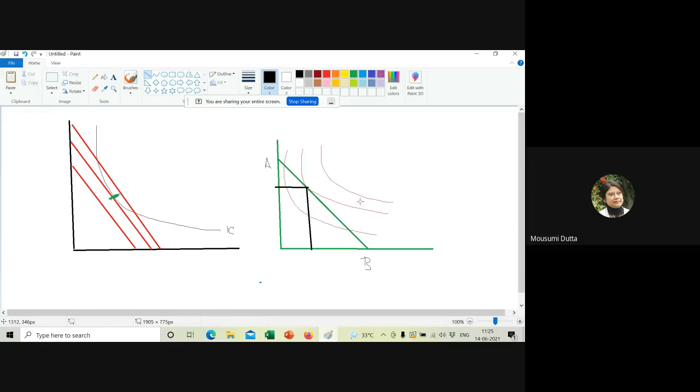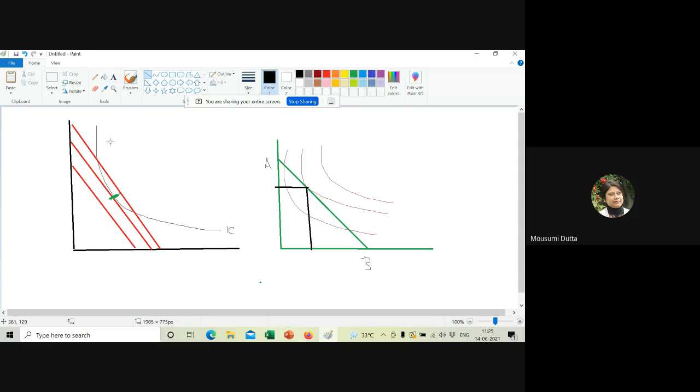So I hope you are understanding. Last day we discussed this kind of problem where we have a budget constraint and a set of indifference curves, the entire indifference map, and subject to the budget constraint, we maximize the utility. We try to attain the highest level of indifference curve. Can you relate this to last day's exercise? Yes, ma'am.